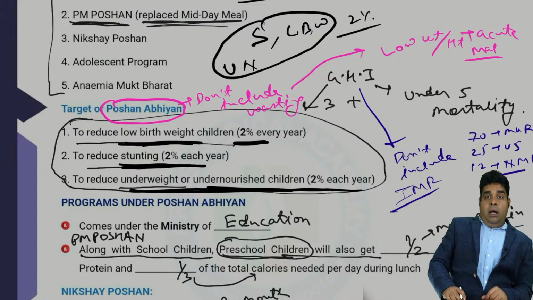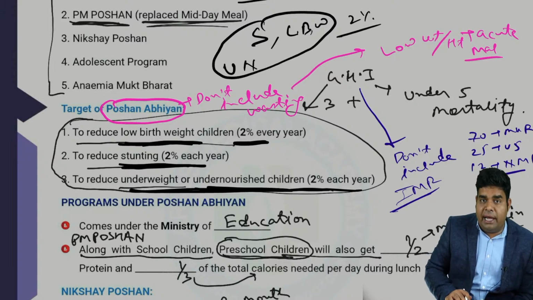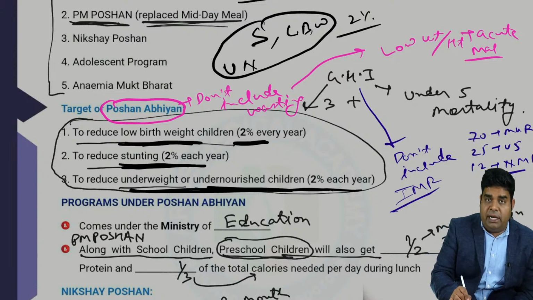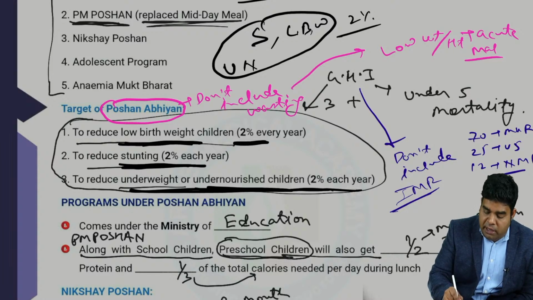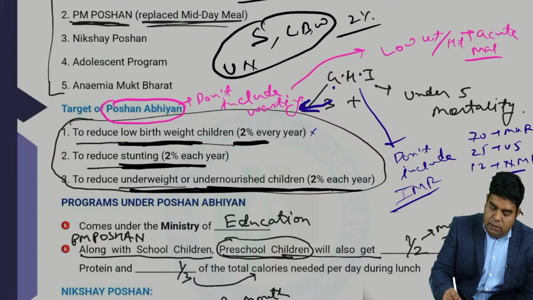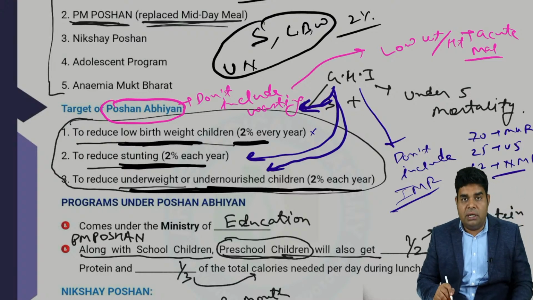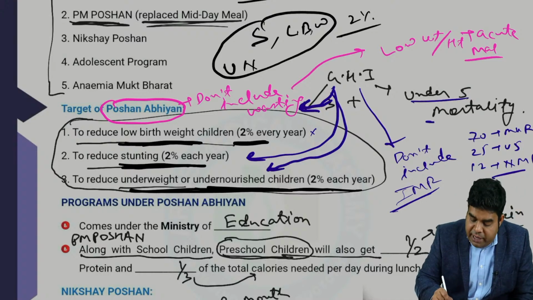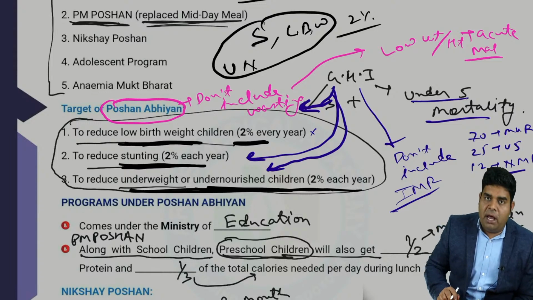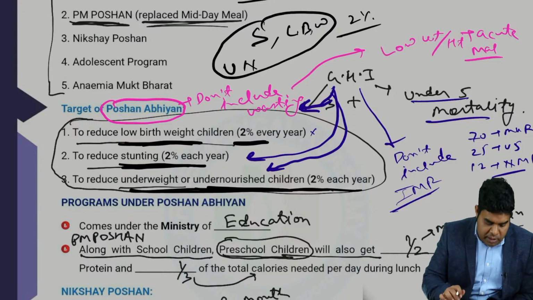So what are the target in Global Hunger Index? Low birth weight is not a target of Global Hunger Index. Global Hunger Index focus on wasting. Then Global Hunger Index second target is stunting. Third target is undernourished population. And fourth target is under 5 mortality. So Global Hunger Index has 4 targets. I hope you will remember it.